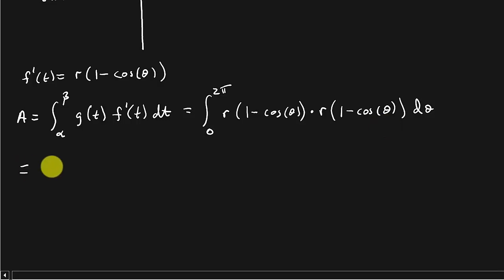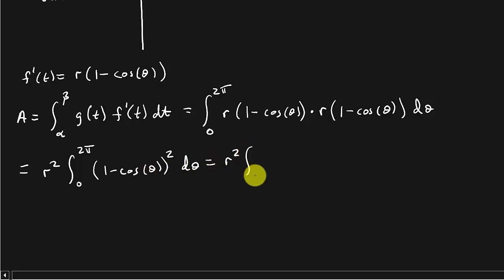And so now I get r squared. R times r is r squared, right? I'm going to bring that outside the integral, 0 to 2 pi. And that's going to be (1 minus cosine theta) squared times d theta, which is r squared, 0 to 2 pi, of 1 minus 2 cosine theta plus cosine squared theta.